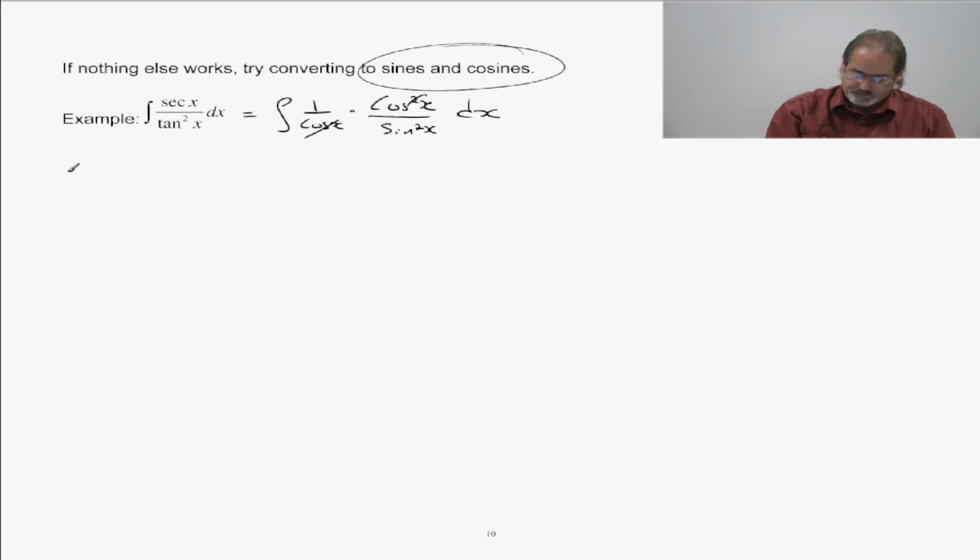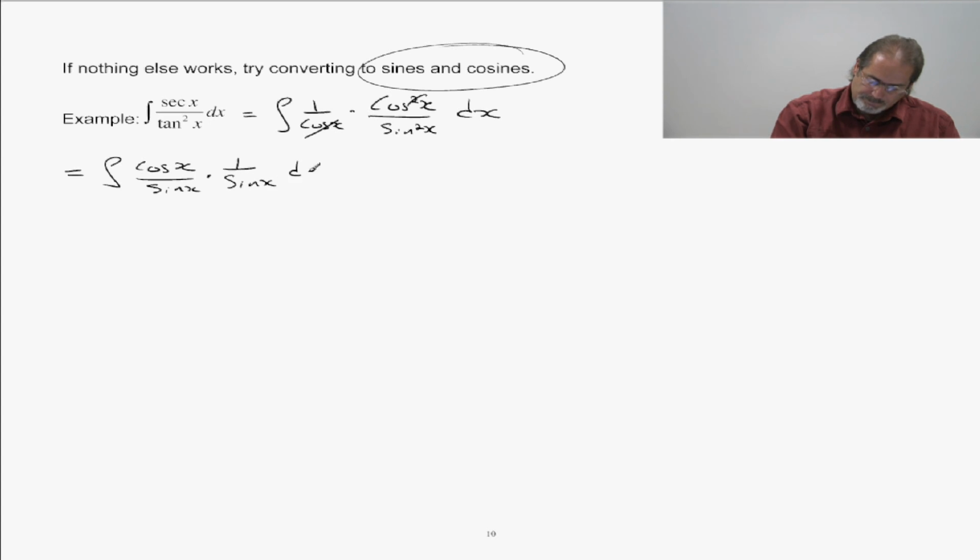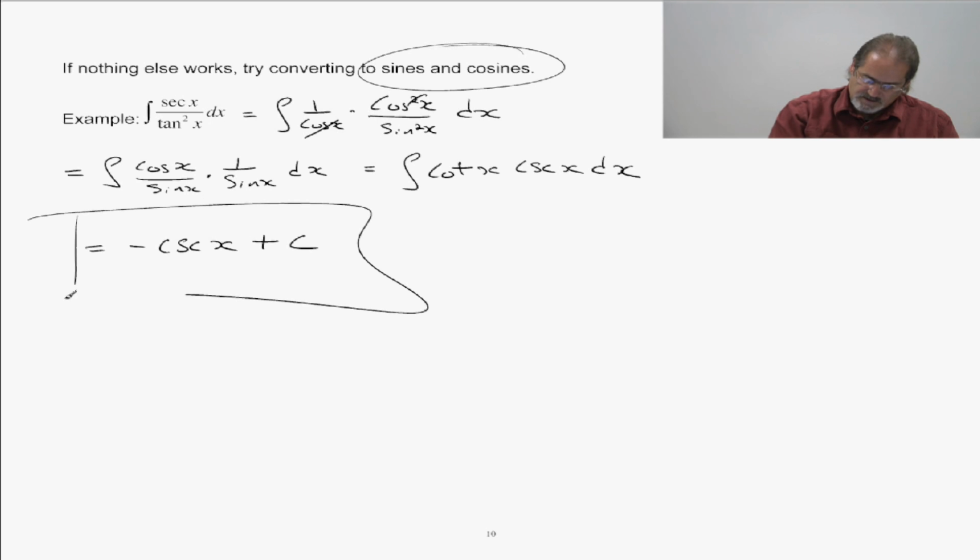My cosine will cancel. And this will give me the integral of, I'm going to write this as cosine of x over sine of x times 1 over sine x, which is equal to the integral of, see, cosine over sine, that's cotangent. 1 over sine is cosecant. And that is really nothing more than a negative cosecant of x plus c, my constant of integration. That's it. That one fell out pretty nicely.